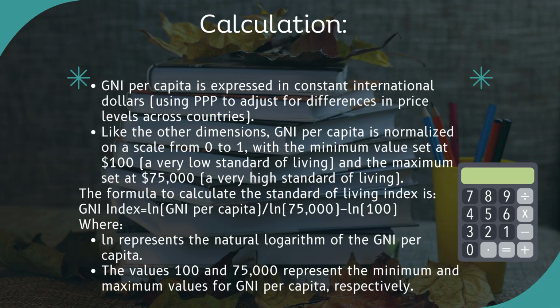Calculation: GNI per capita is expressed in constant international dollars, using PPP to adjust for differences in price levels across countries. Like the other dimensions, GNI per capita is normalized on a scale from 0 to 1, with the minimum value set at $100, a very low standard of living, and the maximum set at $75,000, a very high standard of living. The formula to calculate the standard of living index is: GNI index is equal to ln of GNI per capita, divided by ln 75,000 minus ln 100, where ln represents the natural logarithm of the GNI per capita. The values 100 and 75,000 represent the minimum and maximum values for GNI per capita, respectively.